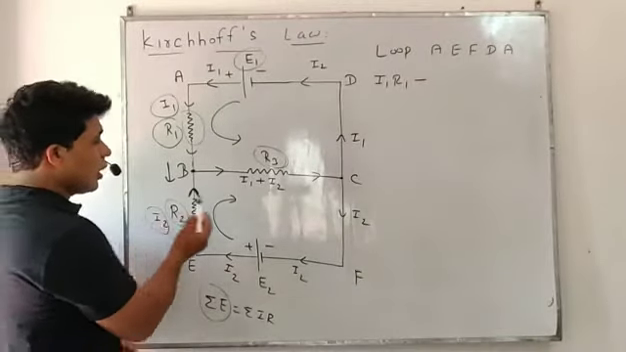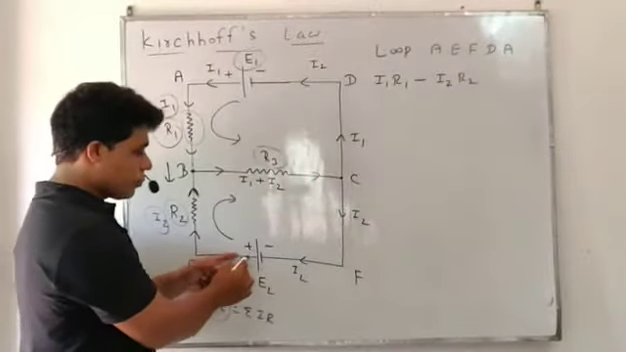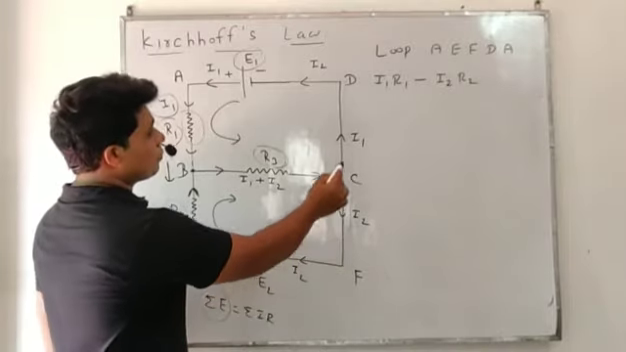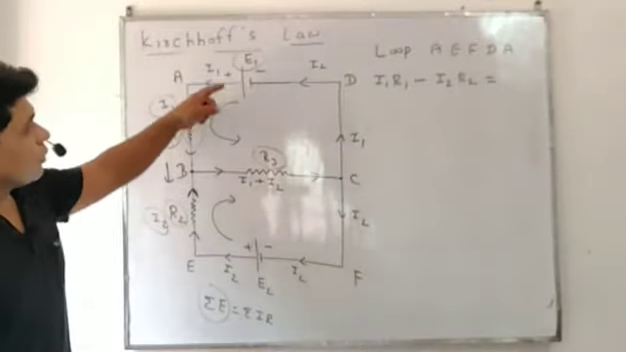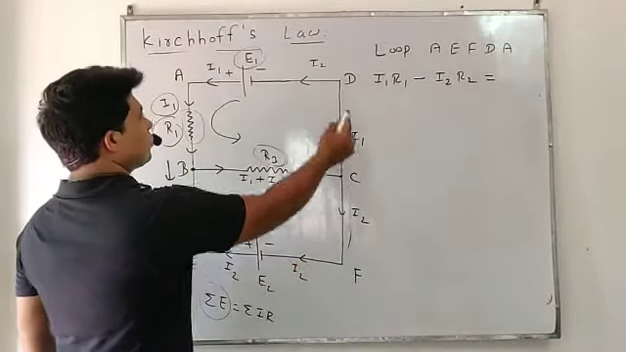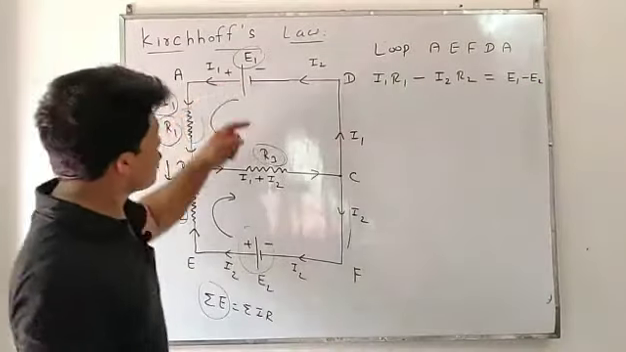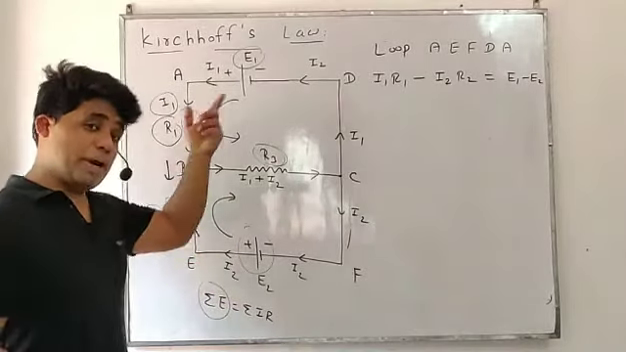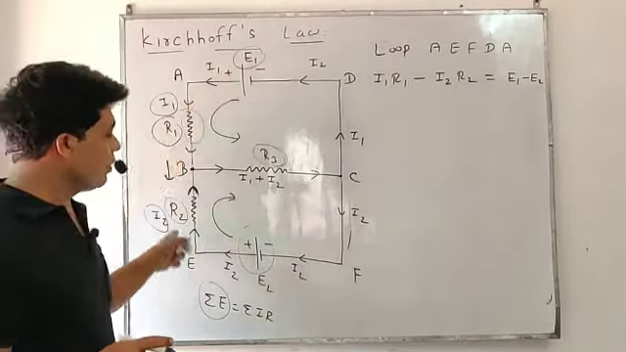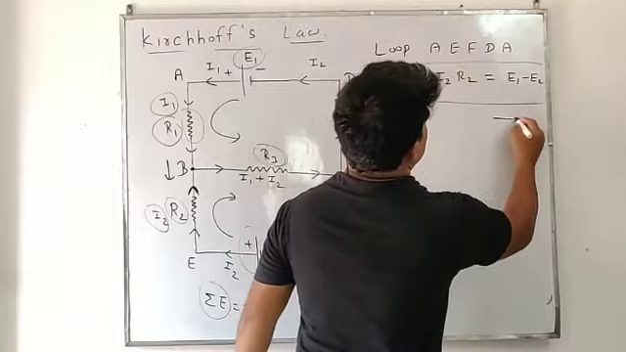Resistance R2, current I2. So minus I2 R2. Now students, we'll move like that. There is no resistance, and again we'll come to E1. In this complete circuit, we have two cells, so we'll take their difference, E1 minus E2. We'll start from E1, that's why we did E1 minus E2. If we start from E2, then we'll write E2 minus E1. But here we start from E1, that's why we have written E1 minus E2. So this is the final equation, the third.